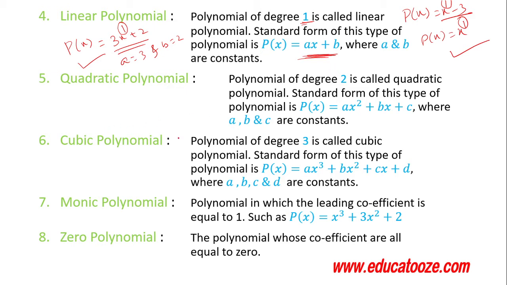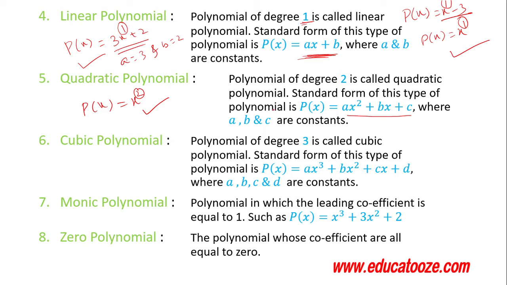Now, what is a quadratic polynomial? A polynomial whose degree is 2 is known as a quadratic polynomial. The standard form of this type of polynomial is ax squared plus bx plus c, where a, b and c are constants. P of x equal to, for example, x squared. The degree of this polynomial is 2. That is why this is a quadratic polynomial.